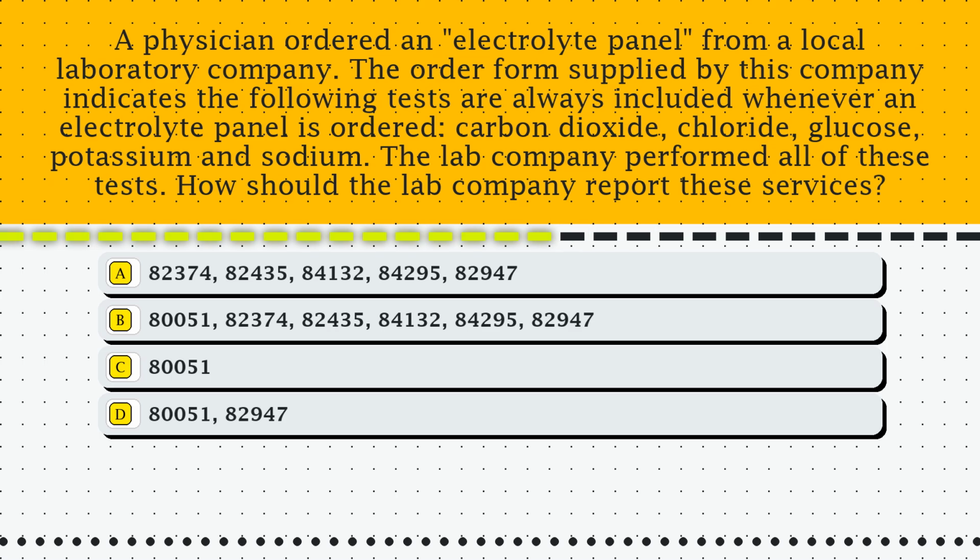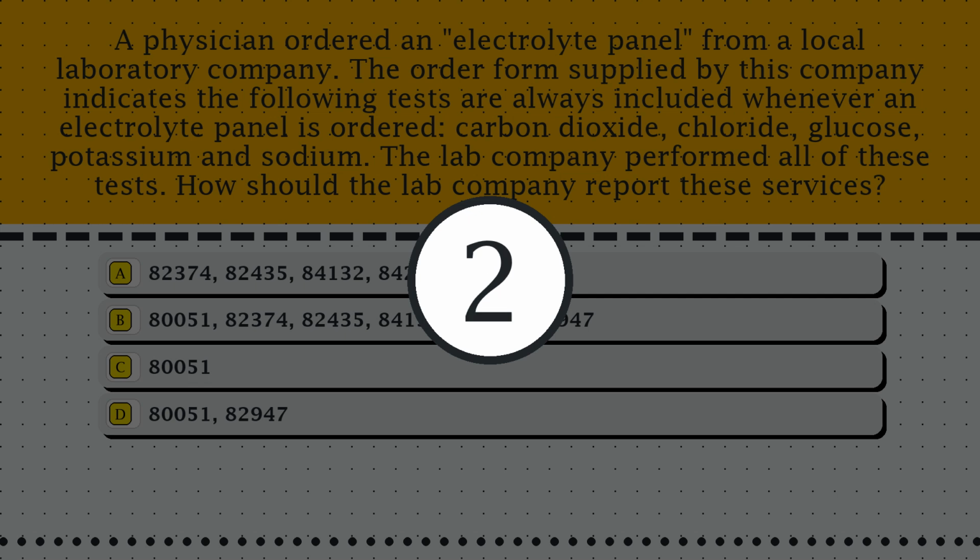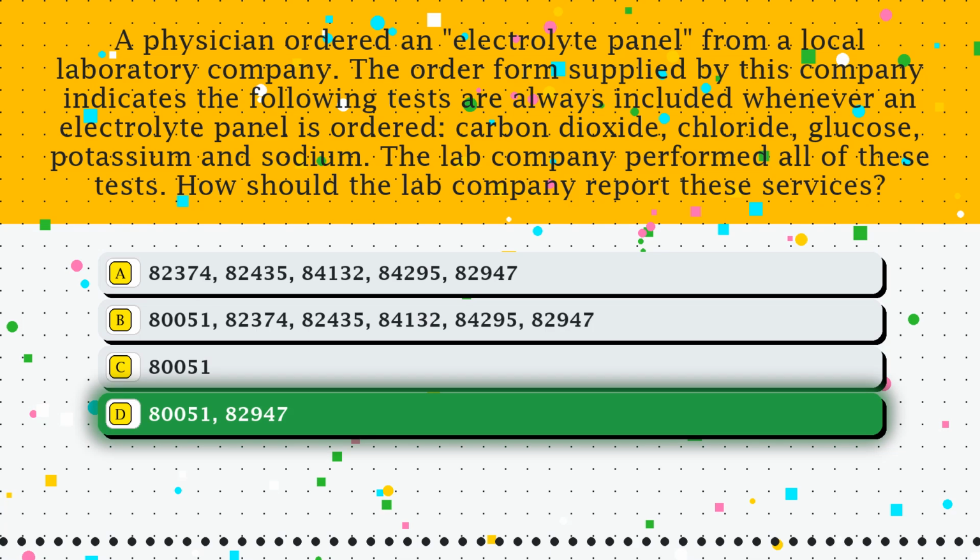Option A: 82374, 82435, 84132, 84295, 82947. Option B: 80051, 82374, 82435, 84132, 84295, 82947. Option C: 80051. Option D: 80051, 82947. The correct answer is option D: 80051, 82947.